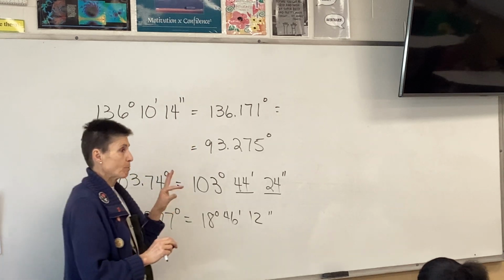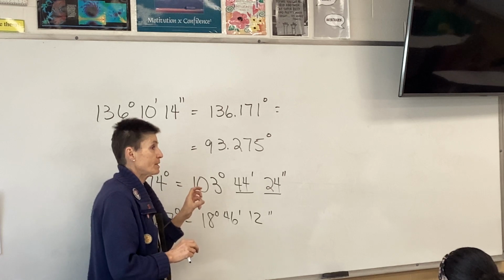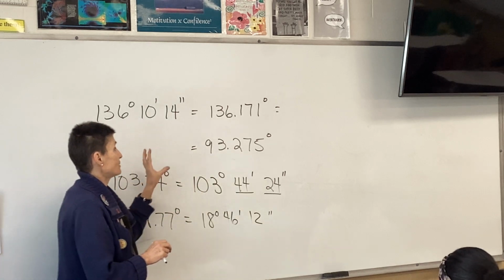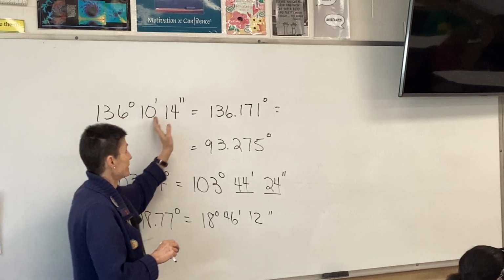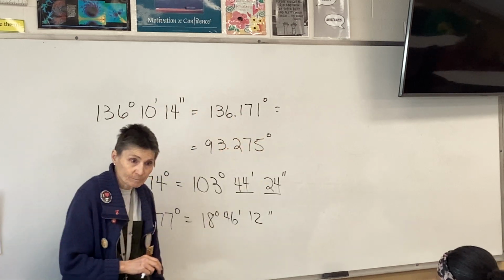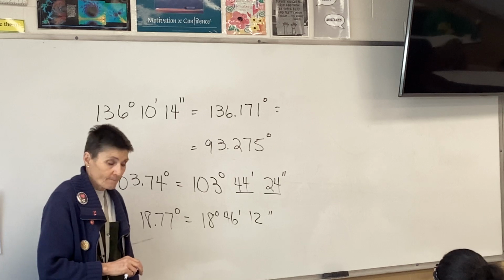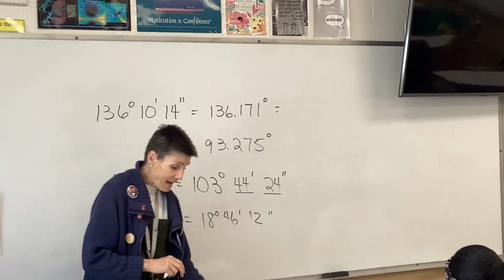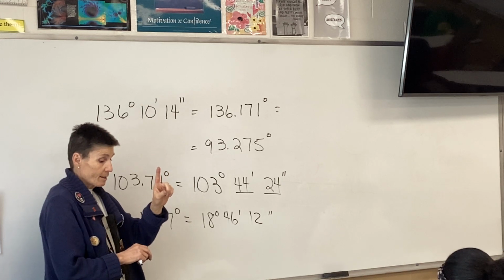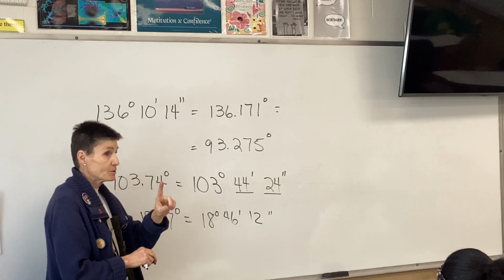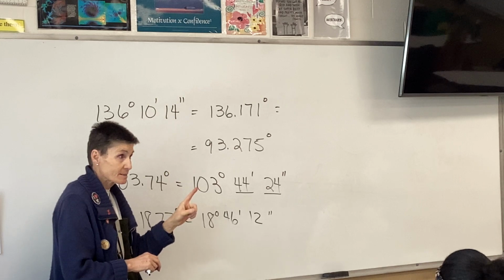All right, so we just practiced changing from a decimal into degrees, minutes, seconds, and from degrees, minutes, seconds into a decimal. Okay. Well, now we're going to change from degrees into radians.